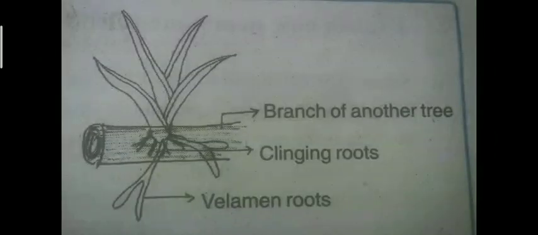These are generally present where sunlight does not penetrate downward, in very thick forest. In thick forest trees, some roots develop from the heavy branches. That type of roots are velamen roots. I'll share that one. See, this is nothing but velamen roots. The roots develop from the branch of another tree and take moisture from the atmosphere because they have velamen tissue. Example: orchid plants, Vanda. There are also clinging roots.